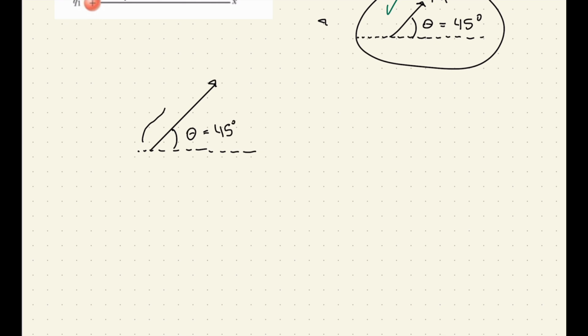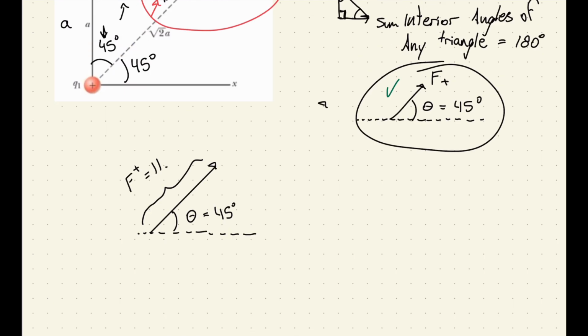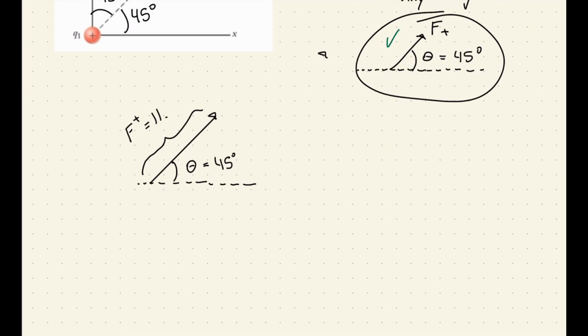So we have 45 degrees here. We also, from the first part of the problem, we found the force. I called this the positive repulsive force. It is equal to 11.23 newtons.